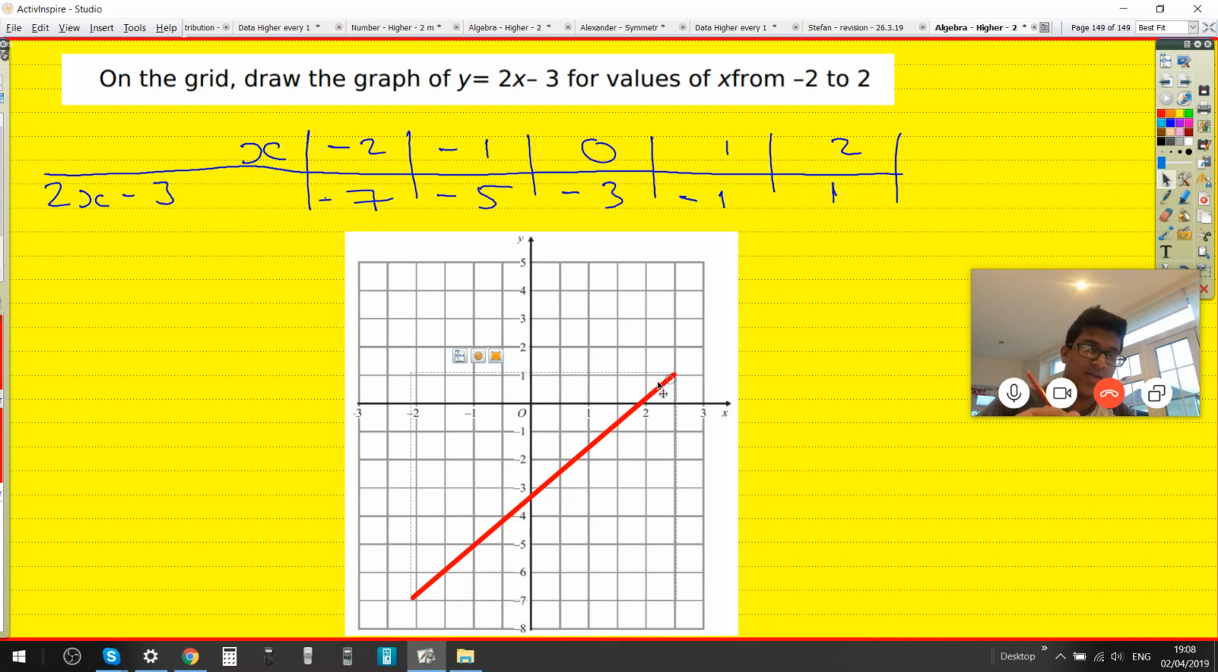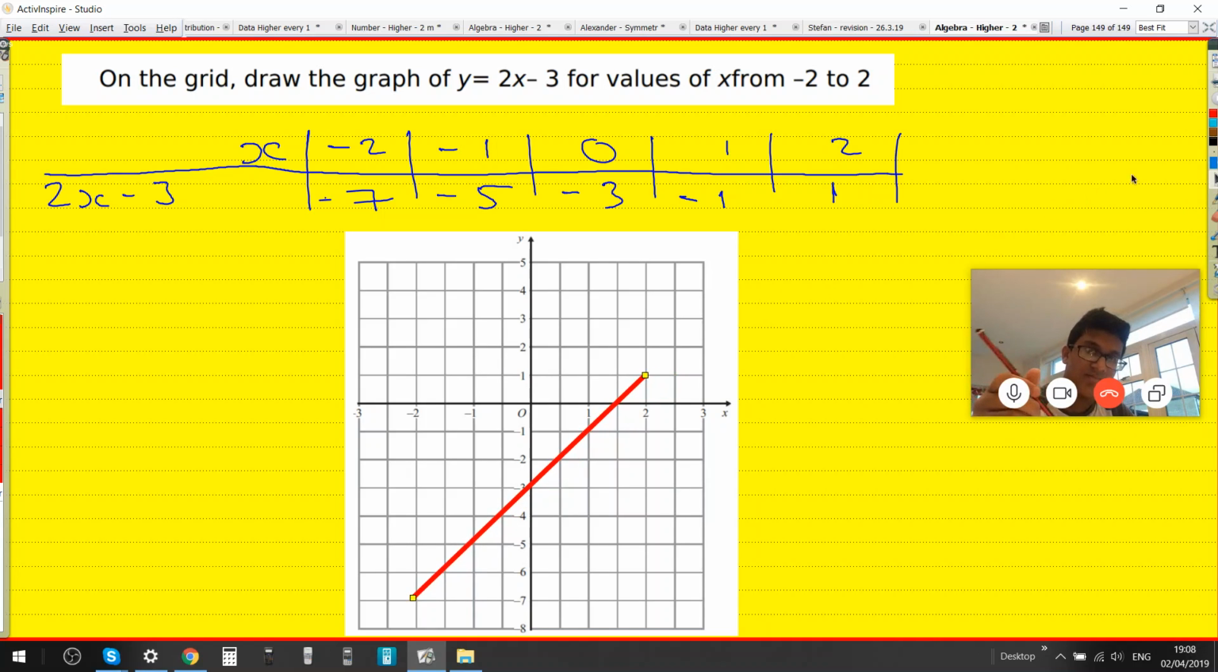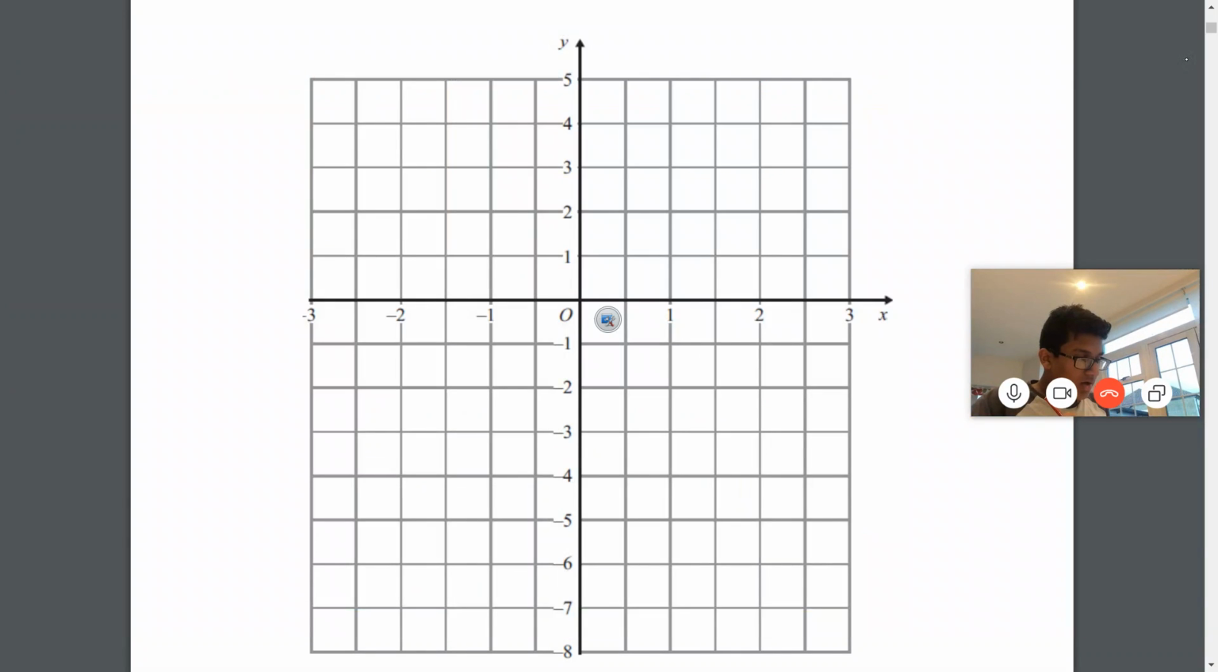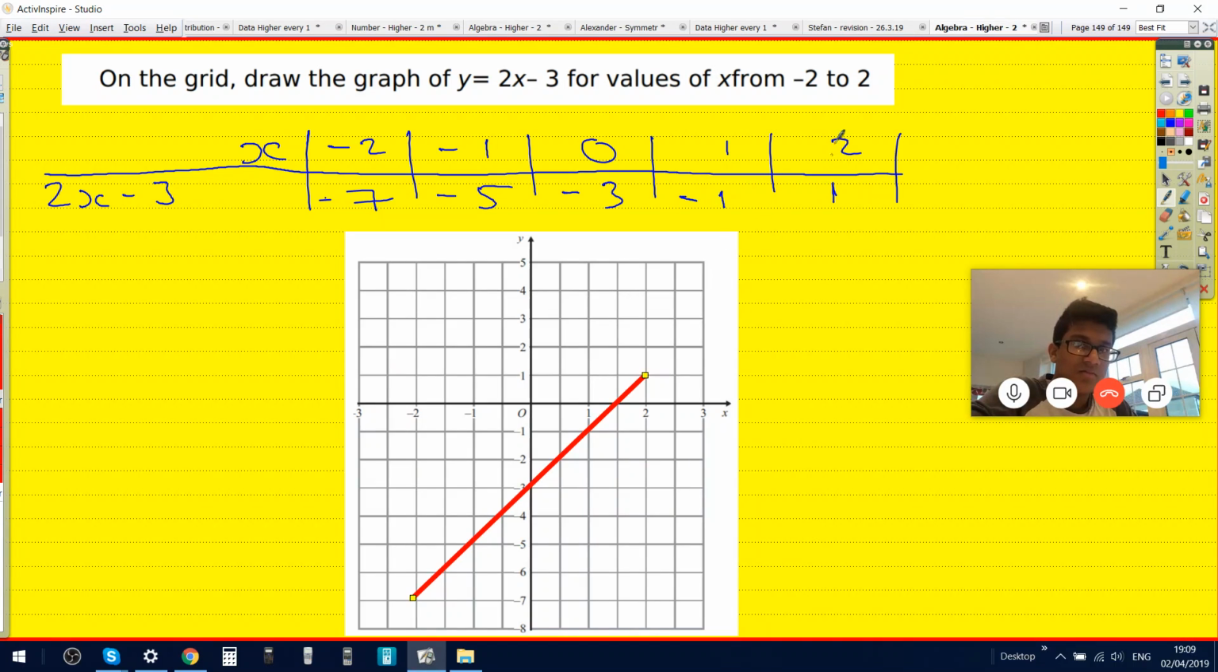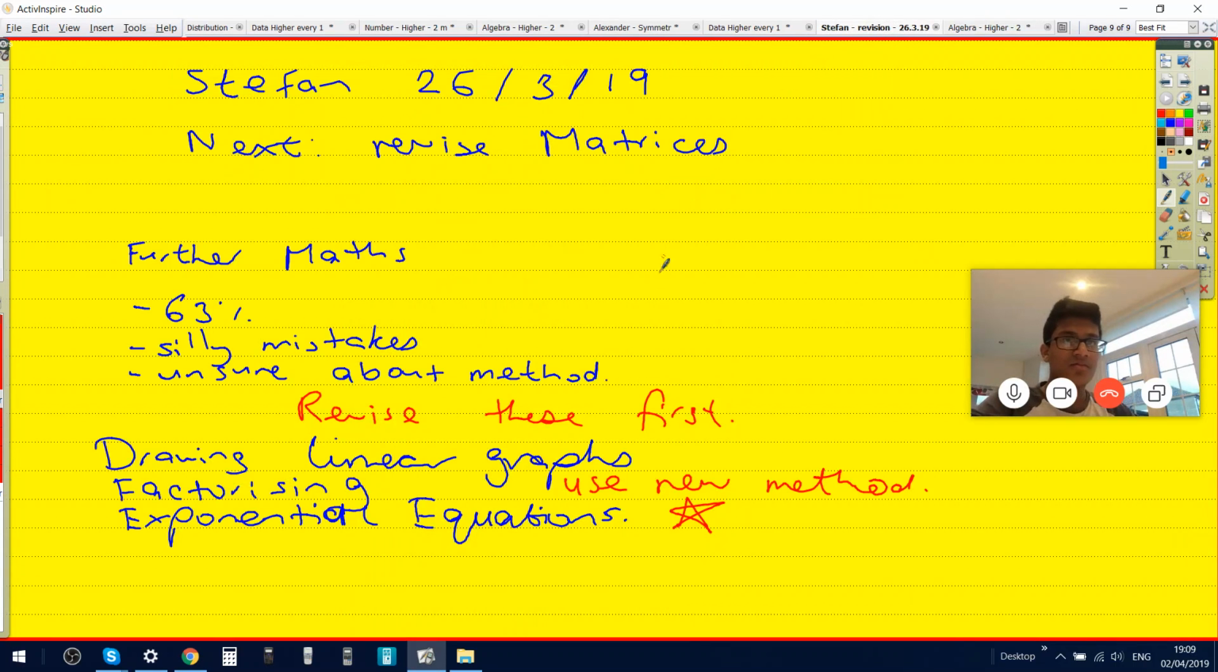Yeah, I got a line. Okay, and what's its y-intercept? We've got minus 3. Yeah, so we know it's correct. Any questions with that? No, we can continue. Yeah, that's fine. So I think you're okay for drawing linear graphs. So, what did you mean by exponential equations?